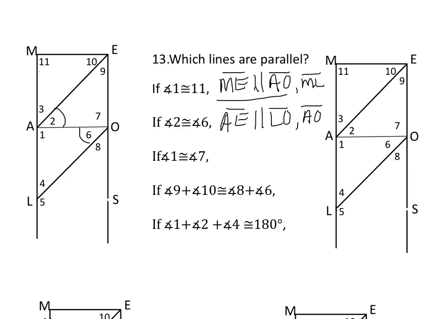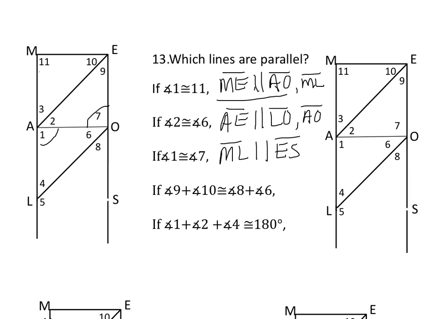Next one, if angle 1 is equal to angle 7. If we use AO as our transversal again, they look like they are alternate interior angles formed by line segment ML parallel to line segment ES. So again, let me see if I have a highlighter here. Oh, I have this cool little thing. This line, and this is your transversal. So that forms that angle and that angle. Again, this line, and transversal AO.